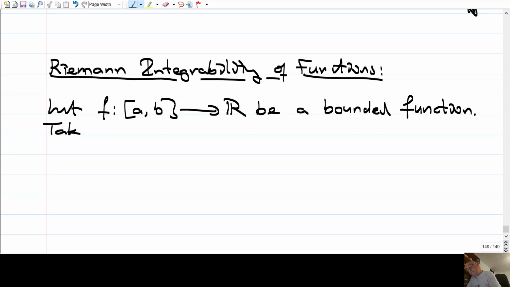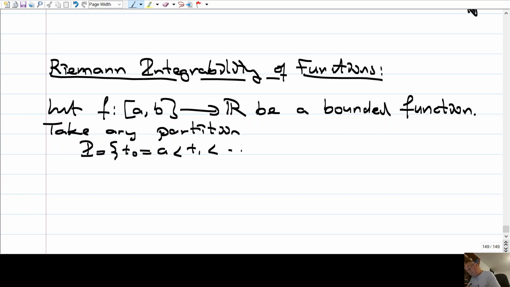Take any partition P. What is this? This is just a set of points like this. Let me say t0, t1, and t0 is just a, less than t1, and so on up to tn, which is b, for the interval [a, b].